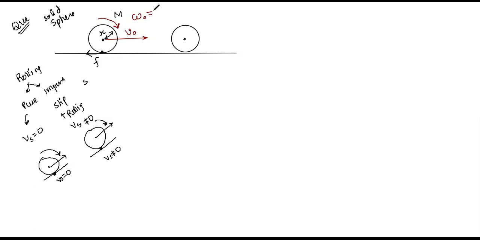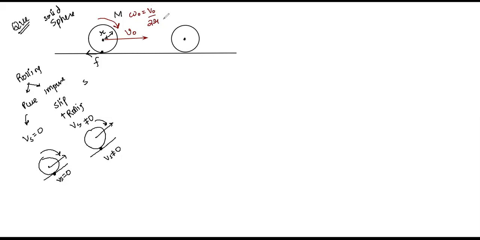Atul, read it. Sir, wait, I have not opened the question. Okay, just a moment. See, it's given omega naught is V naught by 2r, and V naught is the linear velocity. This was the initial condition.